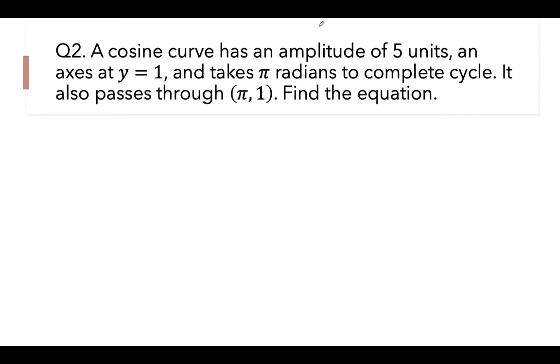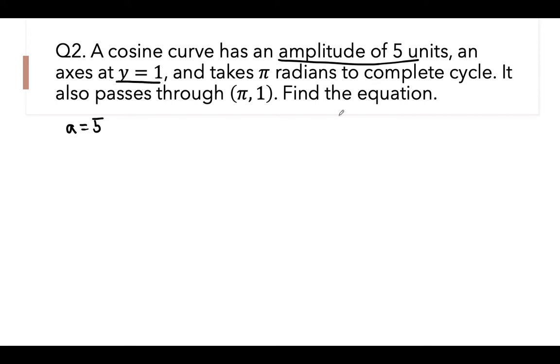Question number 2. A cosine curve has an amplitude of 5 units, an axis at y is equal to 1, and it takes pi radians to complete one cycle. Okay. It also passes through (pi, 1), and find the equation. Okay, so first we have an amplitude of 5 units. So A is equal to 5. It also has an equation of axis at y equals 1.